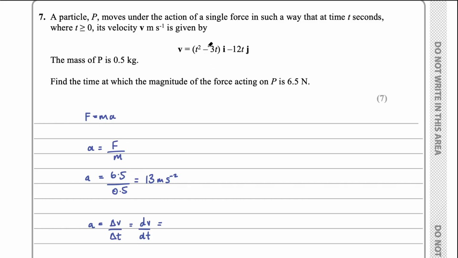So we can use the chain rule, and to do that we take the power, bring it down the front, and then subtract 1 from it. So this is going to become 2t. The next term is just negative 3, i minus 12j. Okay, so we've taken the derivative, and we have an expression for the acceleration.